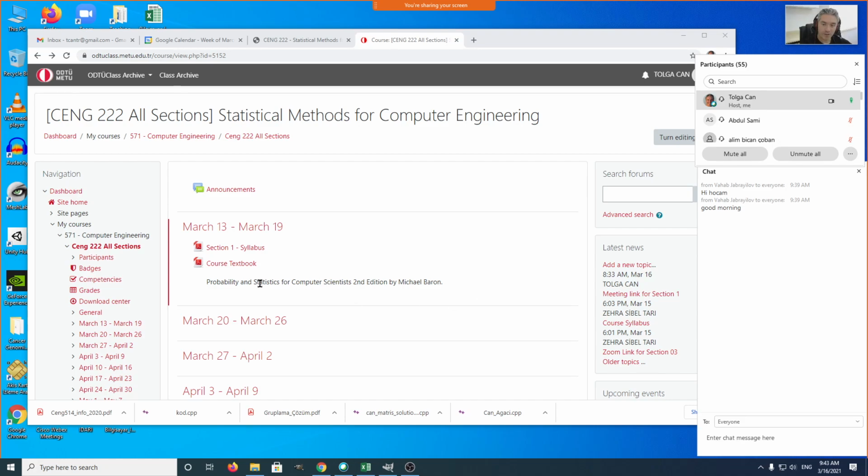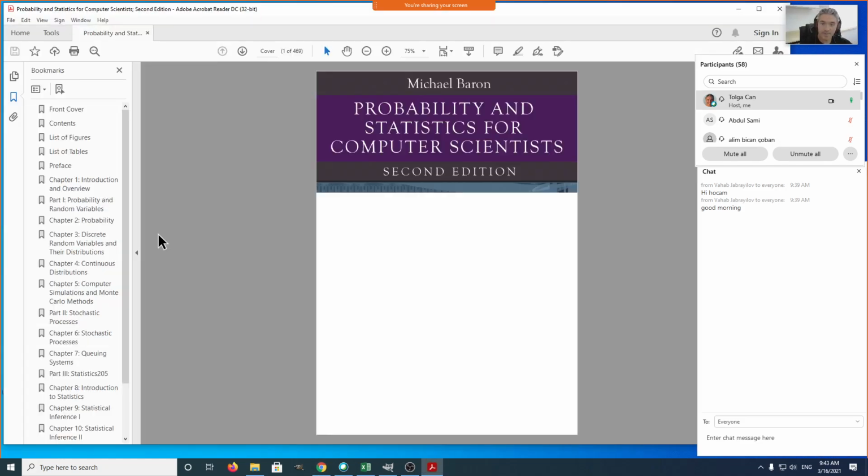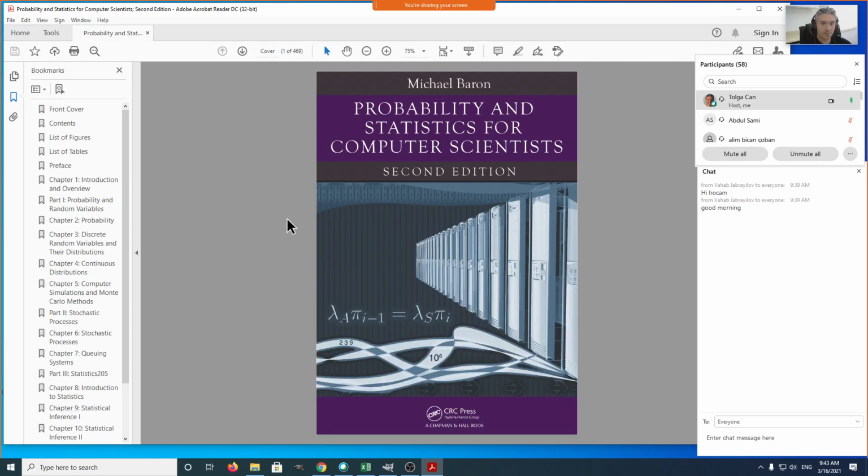I posted the course textbook. I put the course textbook on AutoClass under All sections and the first week material. The course textbook that we are going to be using is this one. I have a printed copy of that PDF. I can just click on this link, or I have it also here. This is our course textbook by Michael Baron, Probability and Statistics for Computer Scientists.